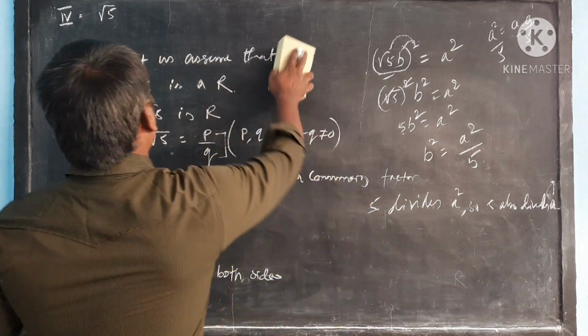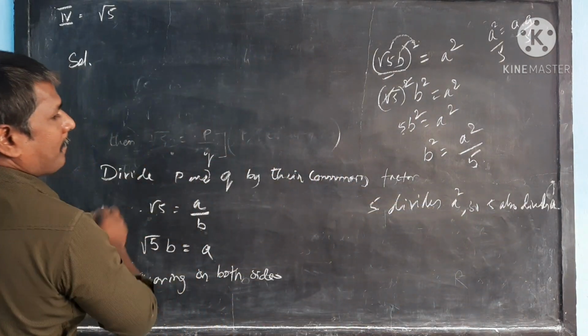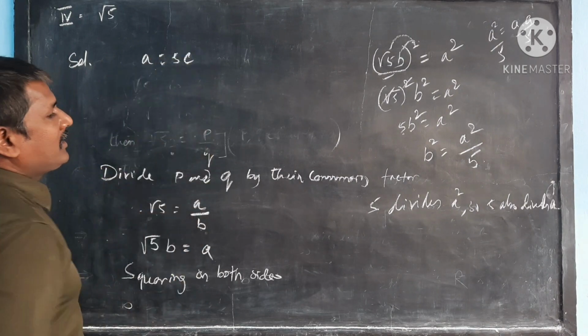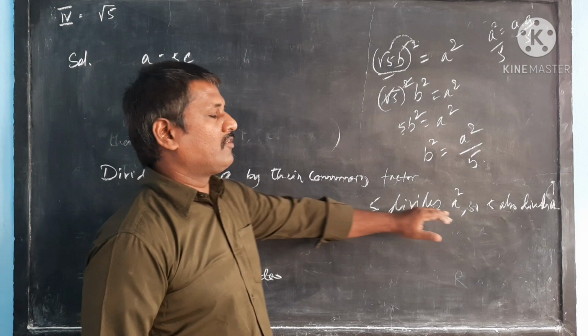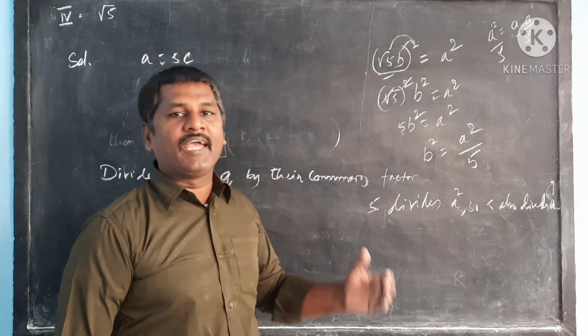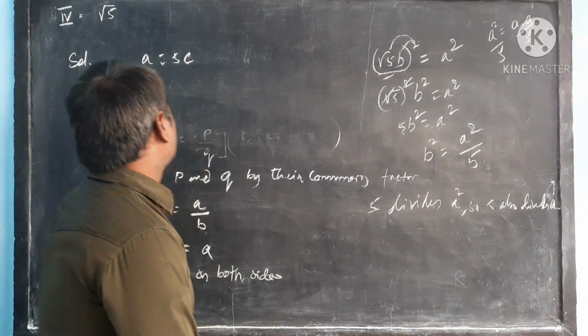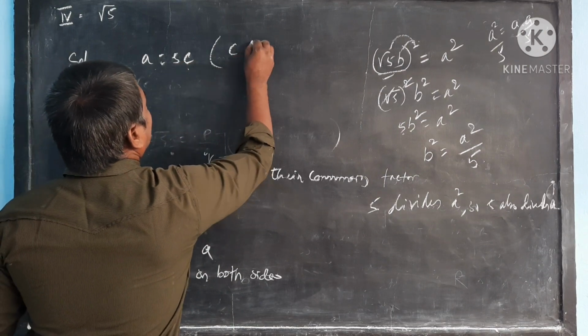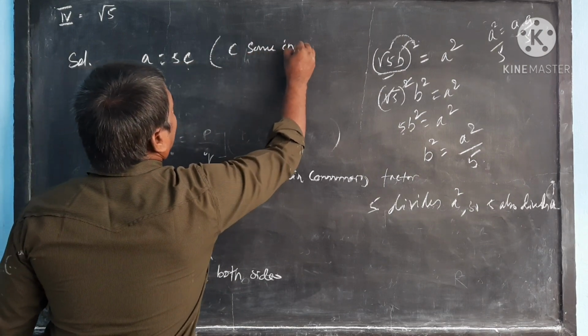Now let us take a is equal to 5c. Since 5 divides a, you know that a is a multiple of 5. So you can take a is equal to 5c, where c is some integer.